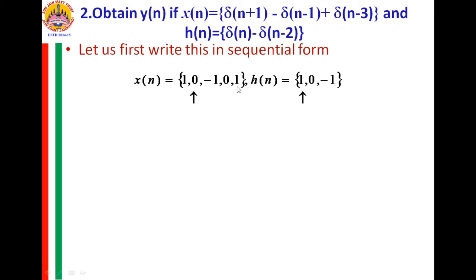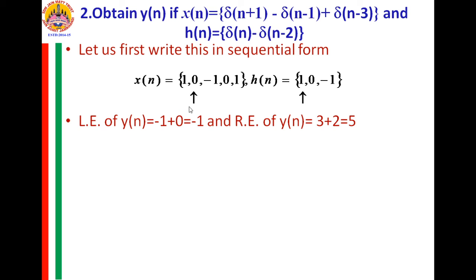So the total number of samples in x[n] is 5. And for h[n], the first element is delta of n, at n equal to 0, with coefficient 1. So h[n] is 1 at n equal to 0. Delta of n minus 1 is absent, so at n equal to 1 you have 0, and for delta of n minus 2 the coefficient is minus 1, so at n equal to 2, h[n] is minus 1. So first write x[n] and h[n] in sequential form. Now enter them in a table. We shall enter x[n] in the first row and h[n] in the first column. Before proceeding, how many samples shall we have?